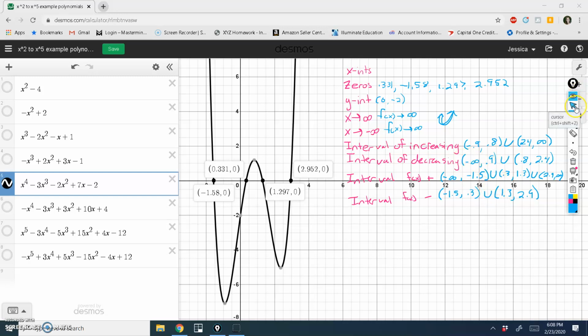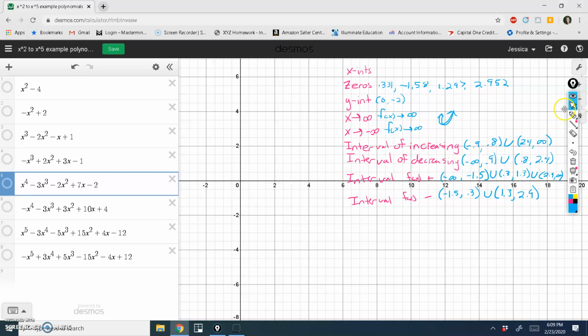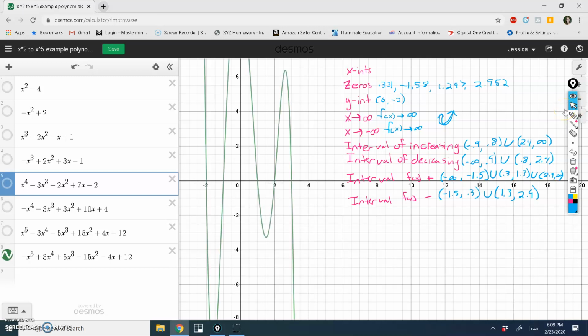Now let's switch our graph, and we'll take that graph away, and we'll look at a negative odd. So this is a negative odd. This is negative x to the fifth plus 3x to the fourth plus 5x to the third minus 15x squared minus 4x plus 12. It's huge.